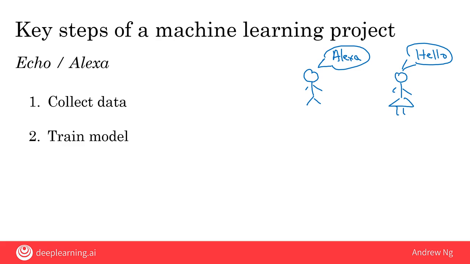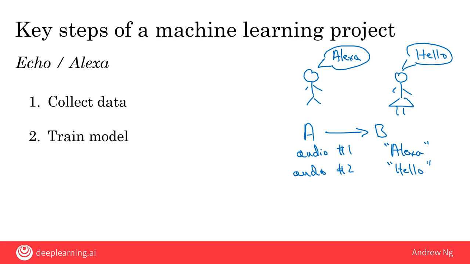This means you would use a machine learning algorithm to learn an input to output, or A to B, mapping, where the input A would be an audio clip. In the case of the first audio clip above, hopefully it will tell you that the user said Alexa, and in the case of audio clip 2 shown on the right, hopefully the system will learn to recognize that the user has said hello.